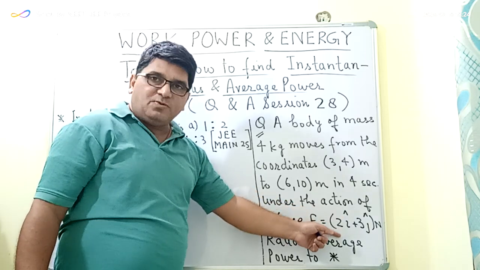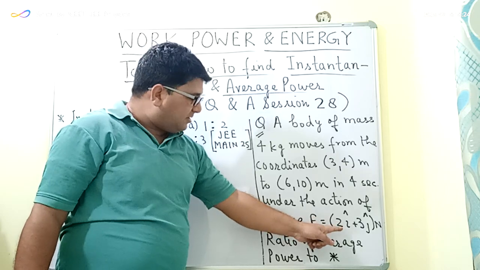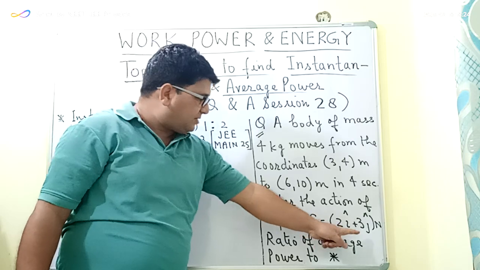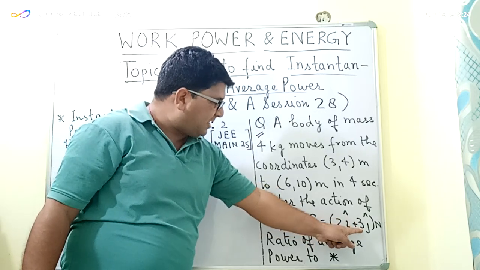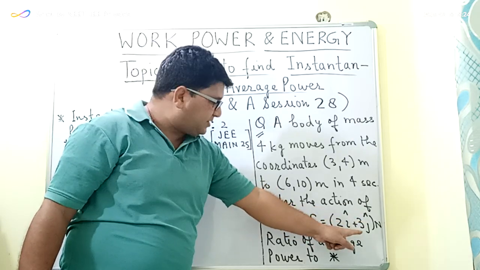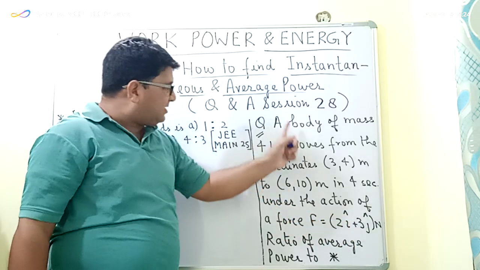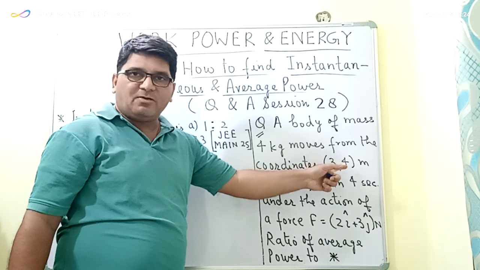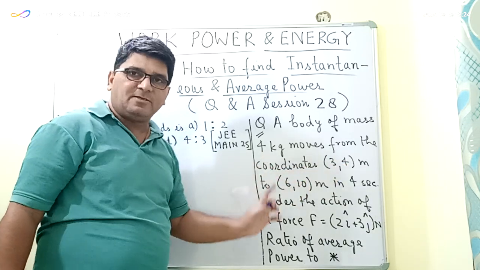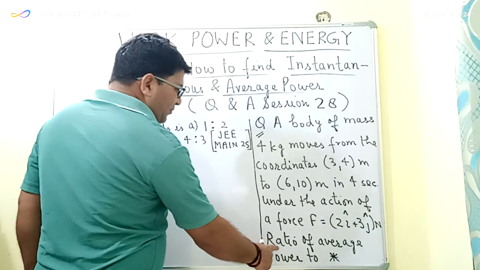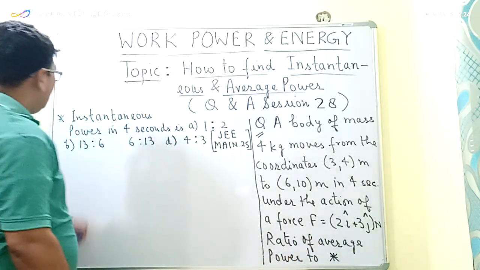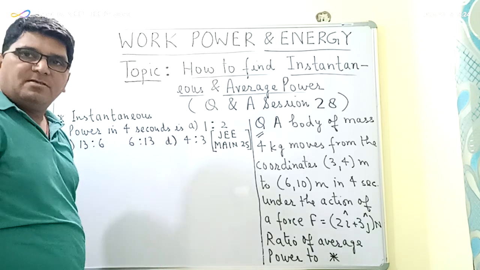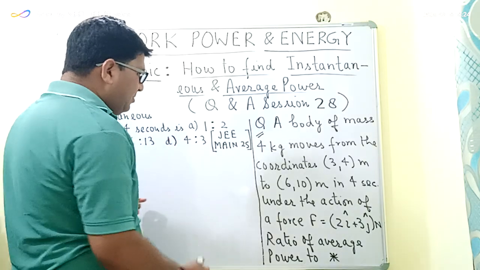Now this force has two components: one component of 2 Newton is acting along the x-axis and another component, equal to 3 Newton, is acting along the y-axis. So we can say that this body is moving in the xy plane. This is the x coordinate and this is the y coordinate. Here we have to find the ratio of average power to the instantaneous power in 4 seconds. We have 4 options here and we have to find the correct option.